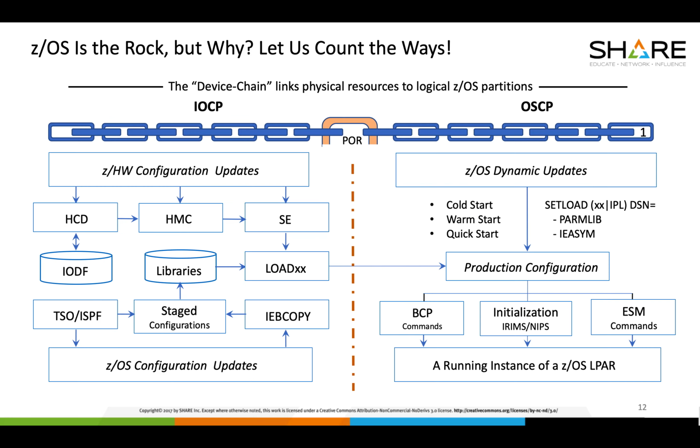That only arises when we have a power on reset. When we have a power on reset, we actually link the IOCP and the OSCP together as a single chain of activities, attributes if you would, that give a running instance of z/OS the direction that it needs in order to be able to make an appropriate connection.